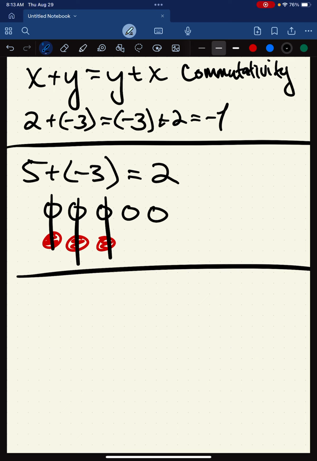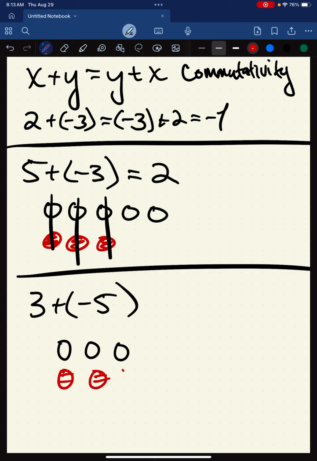Let's do one more with this method. Let's do 3 plus negative 5, or 3 minus 5, whichever way you want to put that. So we have 3 regular chips, and we have 5 anti-chips. Each positive chip and negative chip cancels out to 0. So this makes 0, this makes 0, this makes 0. We're left with 2 negative chips, 2 anti-chips, meaning negative 2.